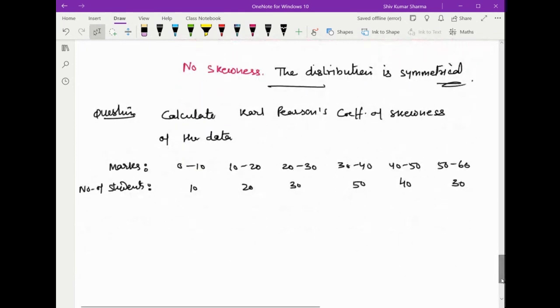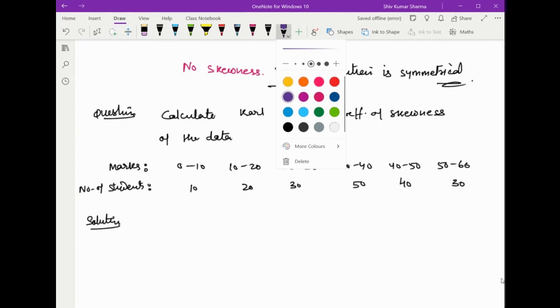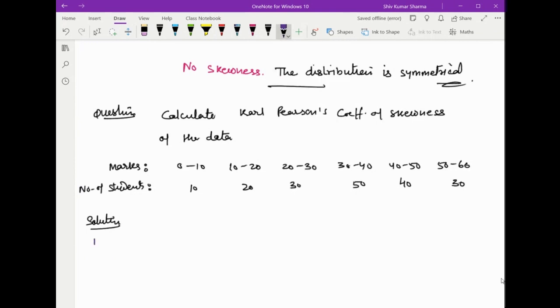This is a continuous series problem, but the formula remains the same as for discrete. Just, in this case, we find the midpoint. So you can write the first column as marks, the second column as midpoint, and the third column as number of students, meaning frequency.